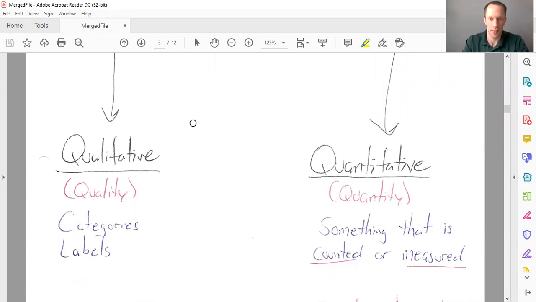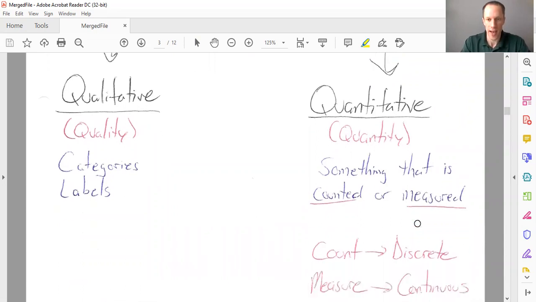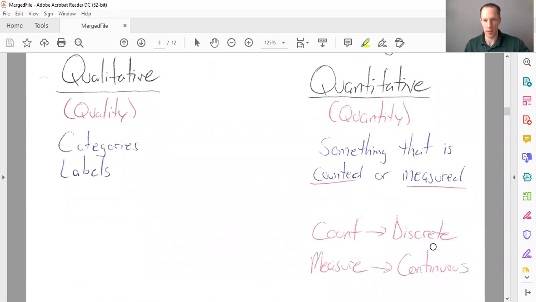Let me talk about quantitative data first. You might see the word quantity hiding in there. A quantity is something that is counted or measured. It's the amount of something. And the way that you get that amount is you either count something or you measure something. Now, if you count something, you can go one step further and call it discrete quantitative data. If you're measuring something, and when you're measuring something, you typically have some kind of tool like a ruler, a scale, a stopwatch, a thermometer, you'll have what's called continuous quantitative data.